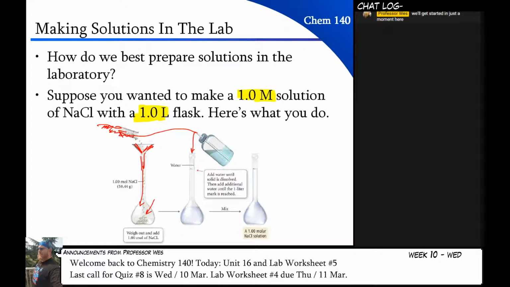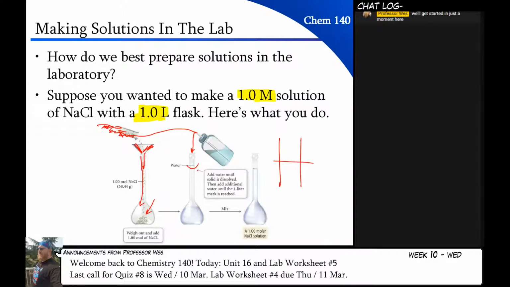So good technique will ensure that you have an accurately prepared solution. And that technique requires you to basically, anything that the salt touched, rinse it off 1 or 2 times to ensure that you got all that salt and it made it into the solution. Then you want to add the water until you reach the 1 liter mark.